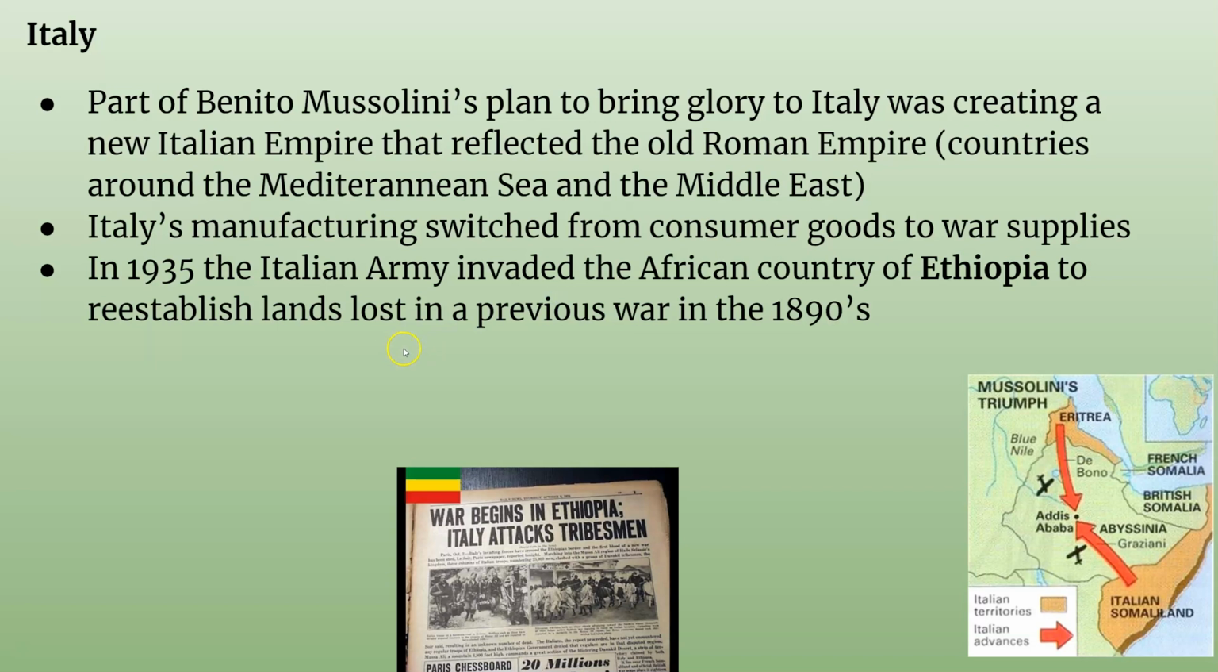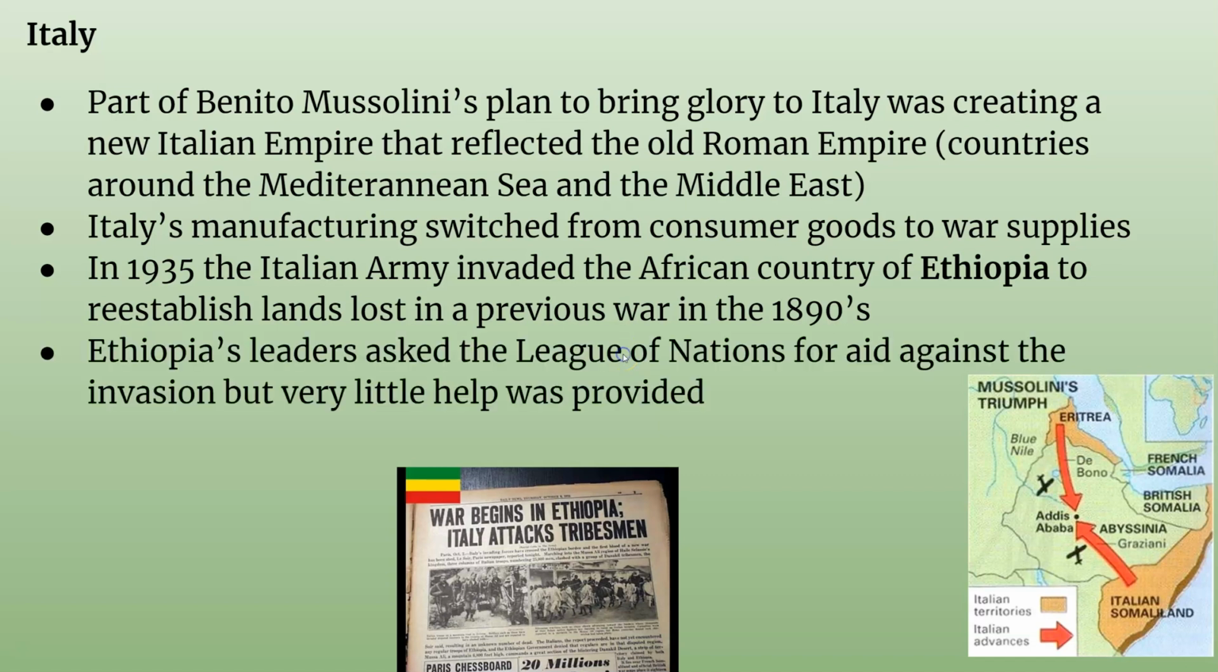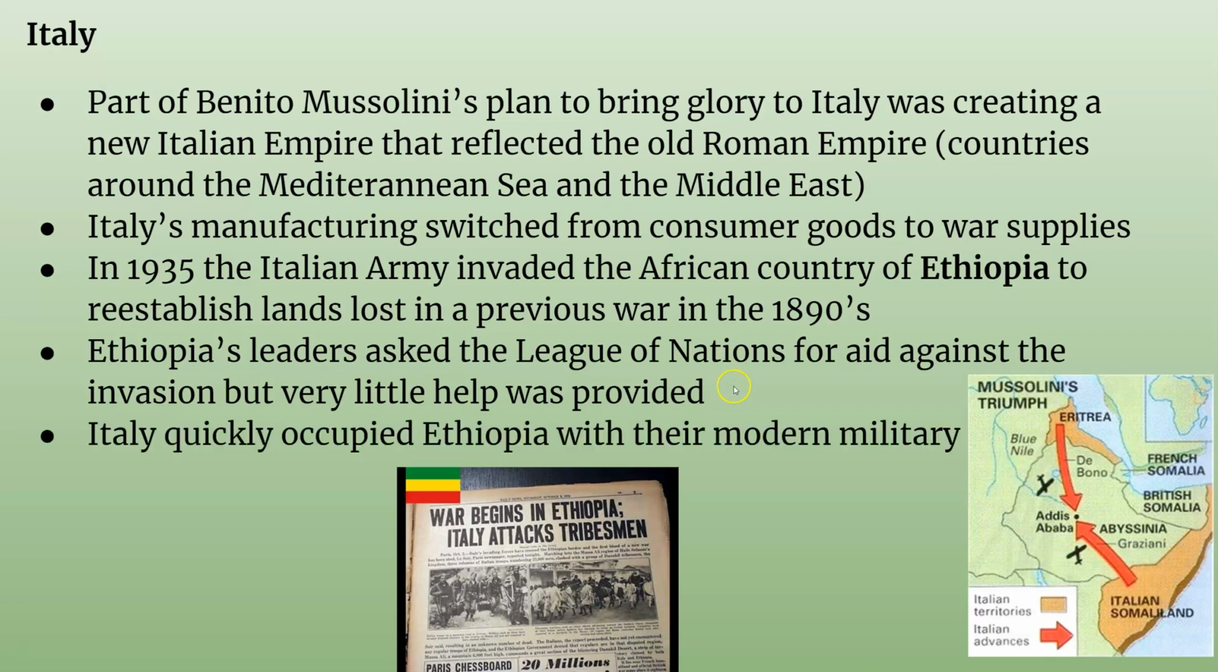In 1935, he invaded the African country of Ethiopia because from a previous war they had lost their colony there. They sought to take it back, and they did quite easily. Ethiopia's leaders asked the League of Nations for aid against the invasion, but the League of Nations was very weak because the United States did not join. Therefore, they received little help. Italy quickly occupied Ethiopia, and now they started to begin their conquest.